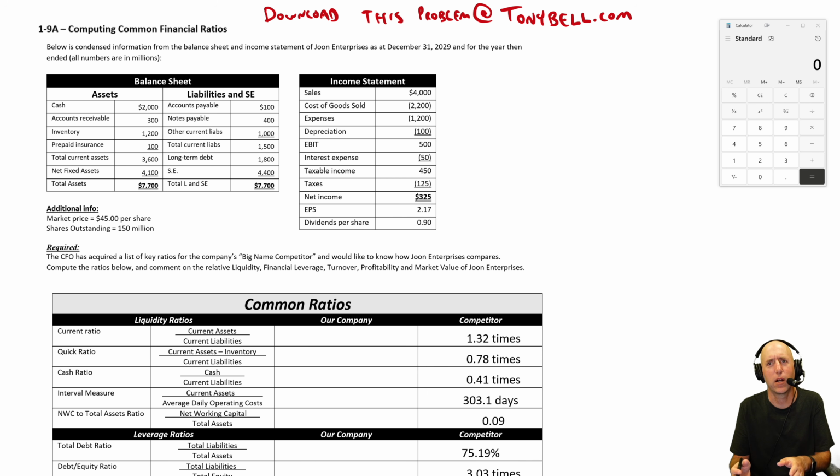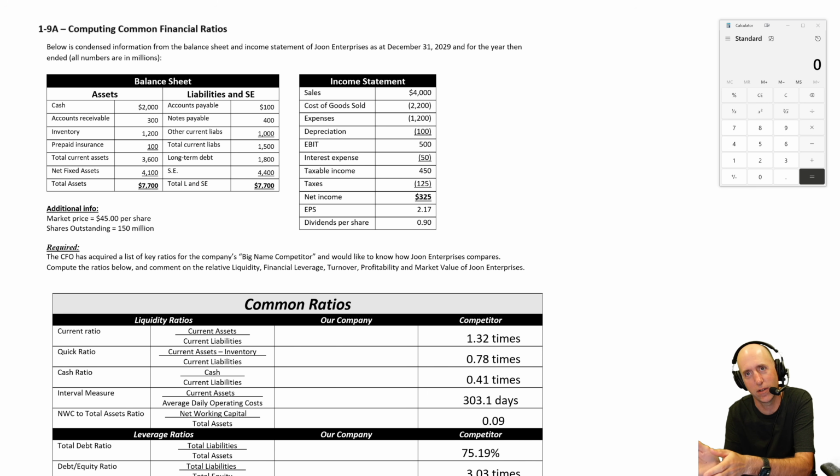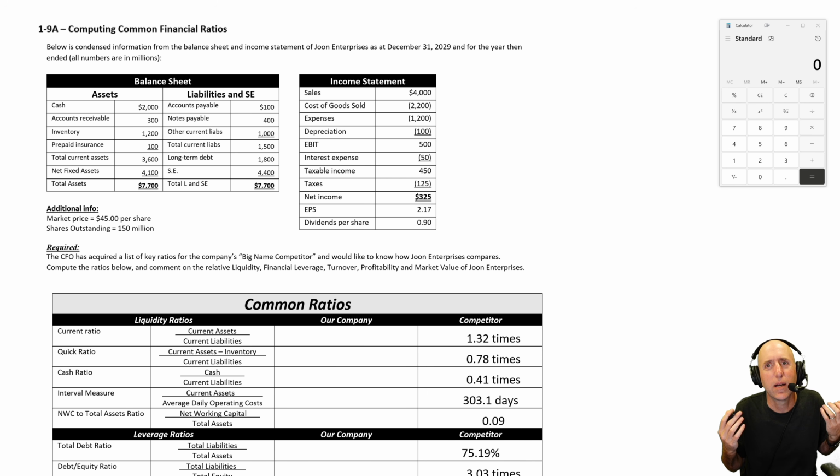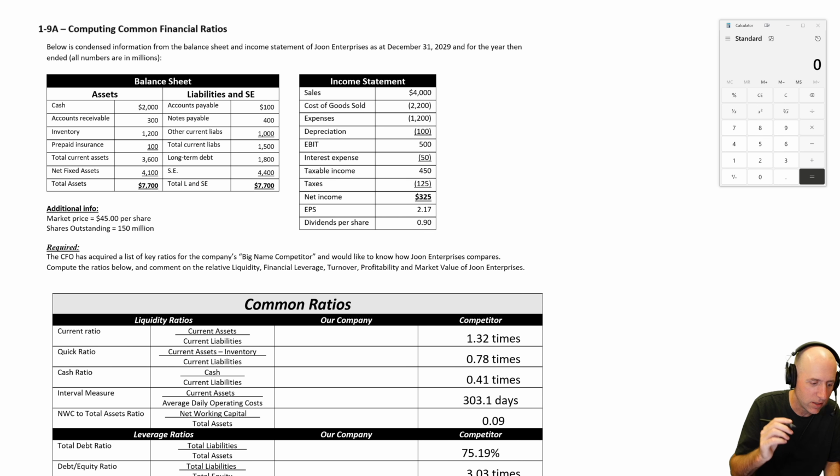You want to compute our ratios this year and compare to last year, or, as we're going to do in this video, compare the ratios of one company to the ratios of another. So it's always a comparison point that we're after here to really get information about the company. So here we go. Below is condensed information for the balance sheet and income statement of June Enterprises. And there's our balance sheet, and there is our income statement.